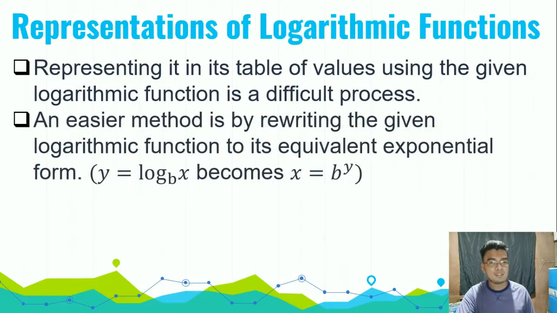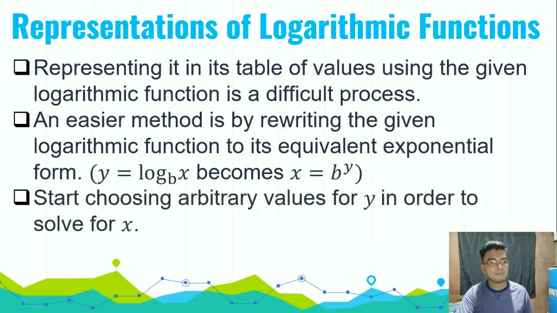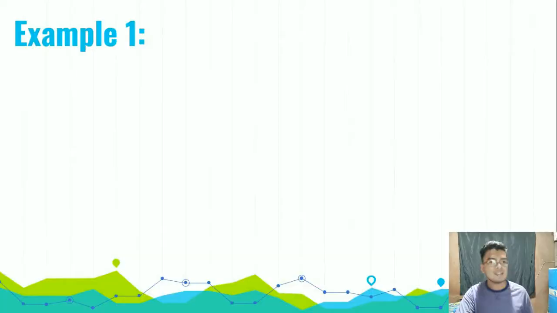An easier method is by rewriting the given logarithmic function to its equivalent exponential form. So y is equal to log base b of x becomes x is equal to b raised to y. So ang gagamitin natin in generating the table of values for a logarithmic function ay yung equivalent exponential form niya. And then we start choosing arbitrary values for y in order to solve for x. So, for you to be able to understand this, let's try to answer the following examples.